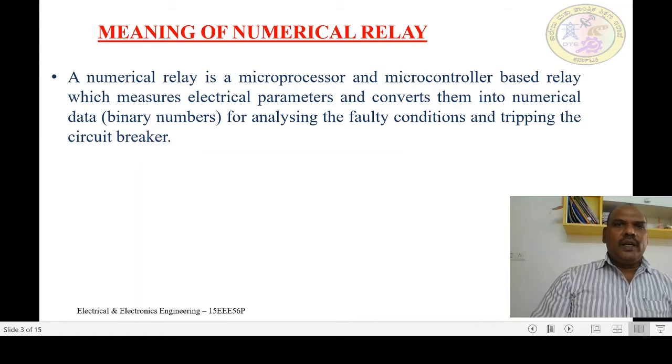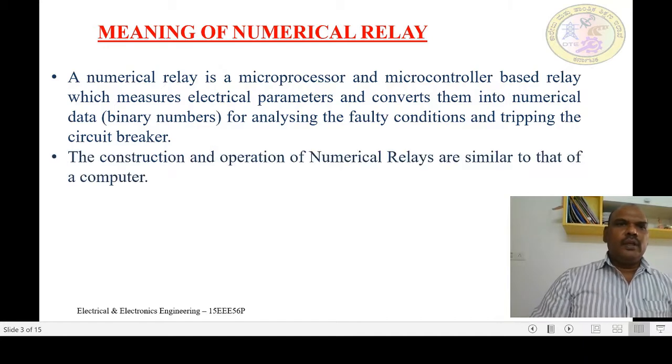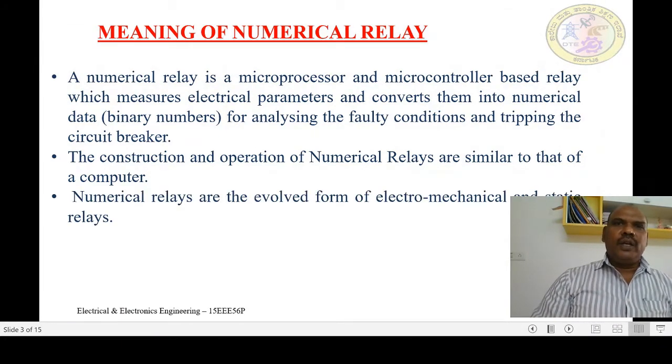A numerical relay is a microprocessor and microcontroller based relay which measures electrical parameters and converts them into numerical data, that is binary numbers, for analyzing the faulty conditions and tripping the circuit breaker. The construction and operation of numerical relays are similar to that of a computer. Numerical relays are the evolved form of electromechanical and static relays.